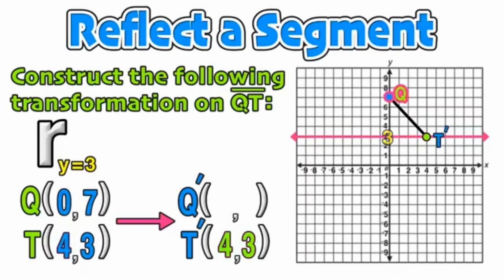Now the other endpoint Q still needs to be reflected. Again, we're just going to count how many units Q is from the line of symmetry. We count 4 units, and we repeat that distance on the other side, again another 4 units, and plot the image of Q prime.